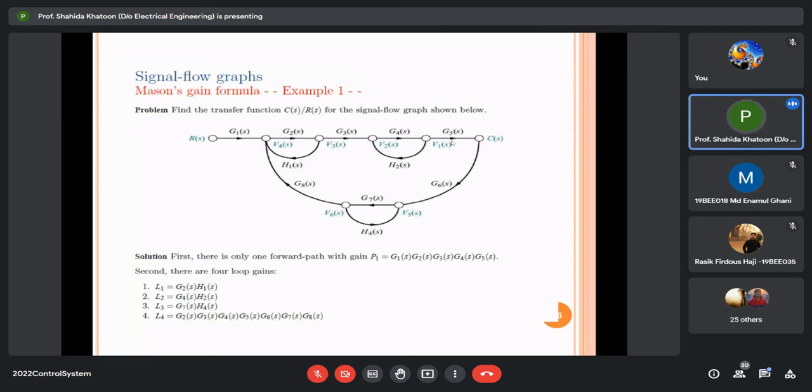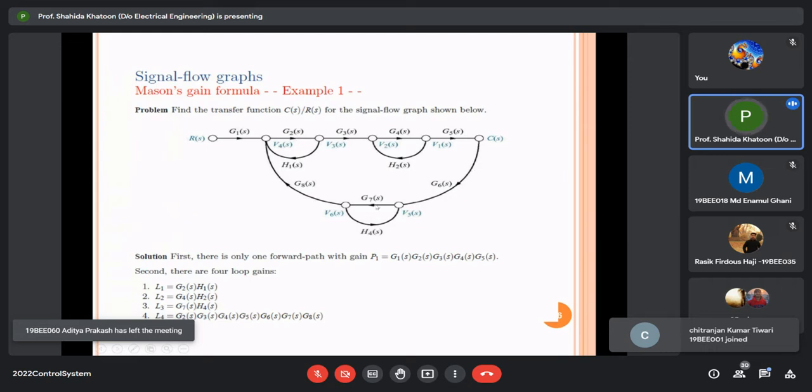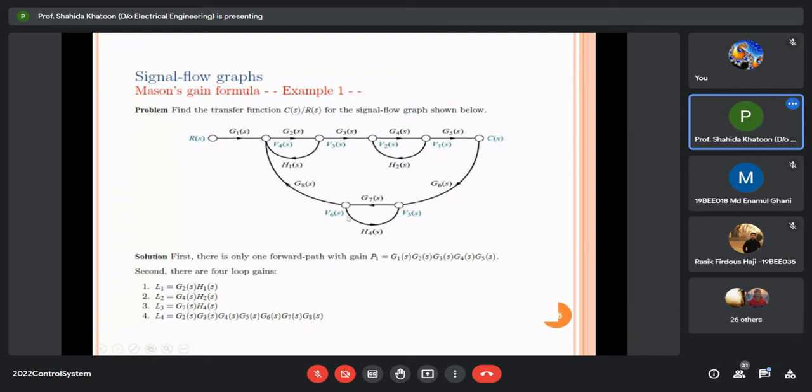Can you see any other forward path here? No, ma'am. Yeah, so only one forward path. And then loops. There is this one loop, G2 into H1, another loop, G4 into H2. Then this loop also, G2, G3, G4, G5, G6, G7, G8, L4. And this loop, G7 H4. So these are the 4 loop gains. Now you find out non-touching loops. How many non-touching loops are there?